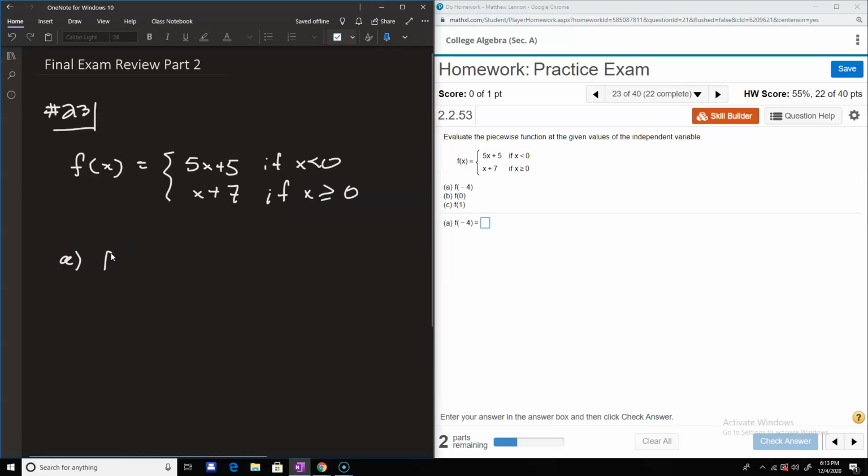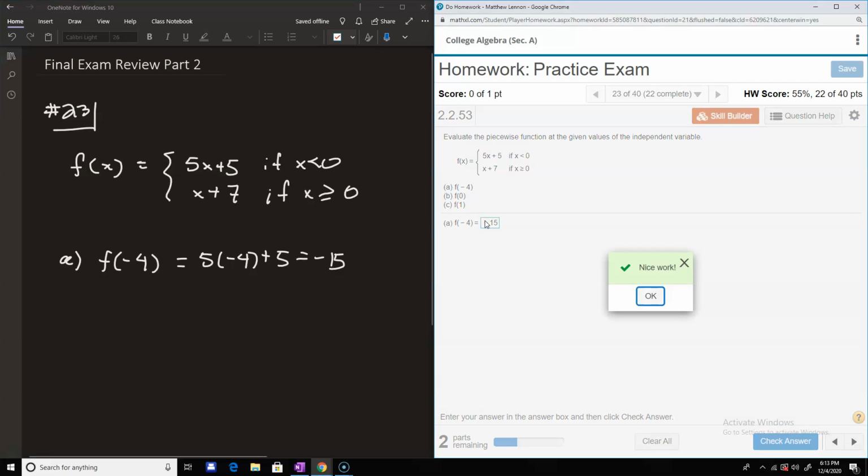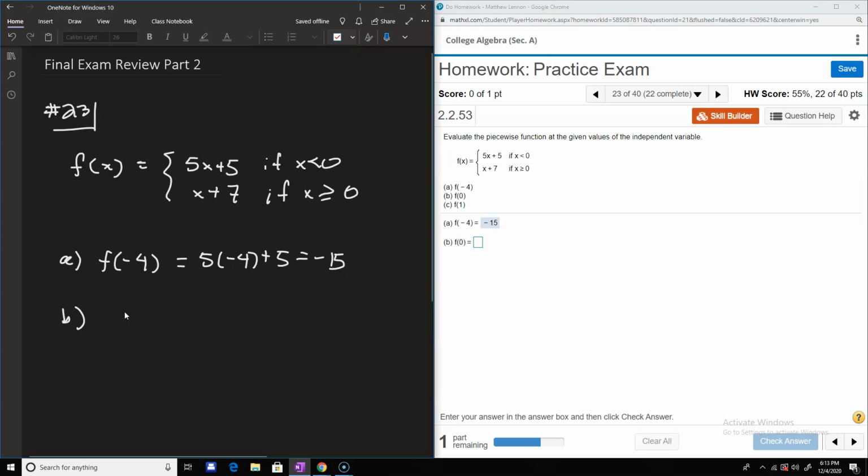So for a, f of -4, that's less than 0, so we would use the top formula, 5 times -4 plus 5, which is -15. So we have -15. f of 0, we would use the bottom formula. So f of 0 would just be 0 plus 7, which comes out to 7. And then c, they're going to want us to do f of 1, which again, that's bigger than 0, so we're going to use the bottom formula, which is going to give us 8.